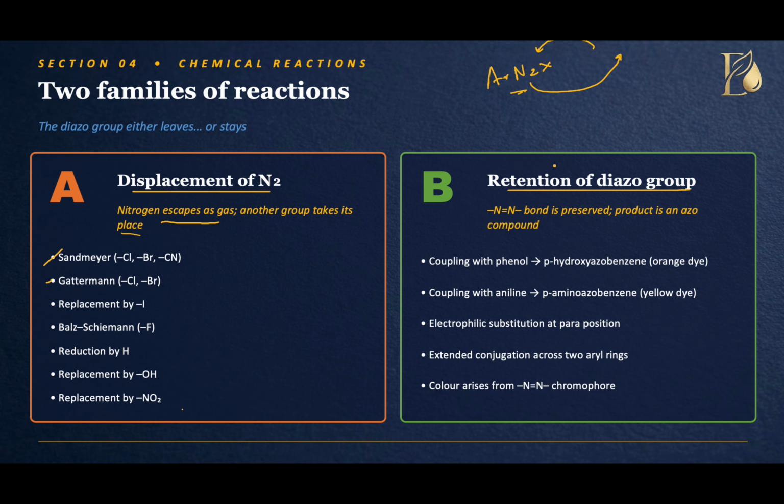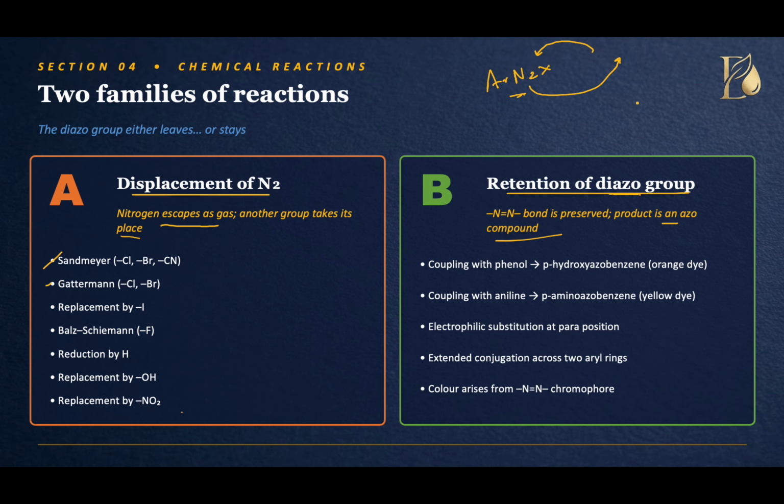Before that, we can see the next reaction. It is retention of diazo group. What is happening here? The N-N bond is preserved. The product is an azo compound. In this reaction, the diazo group remains untouched, forming azo compounds that contain the N=N linkage. These two categories form the foundation of all diazonium chemistry. We will go through this in detail.